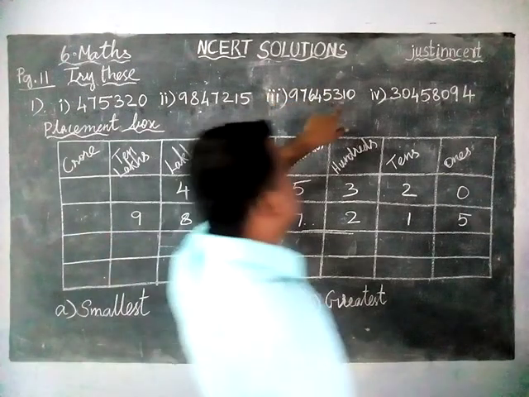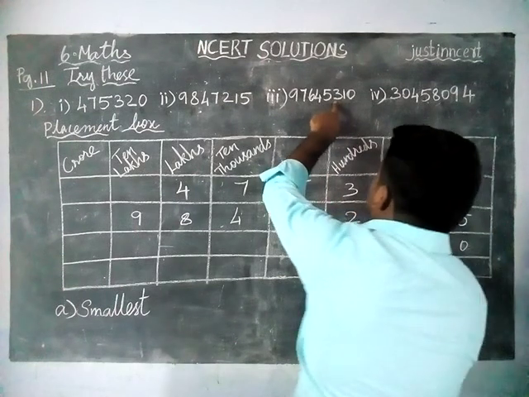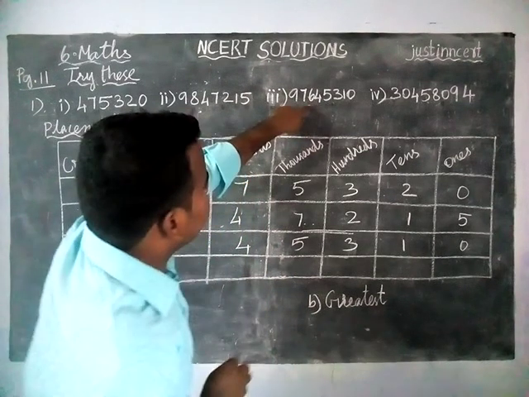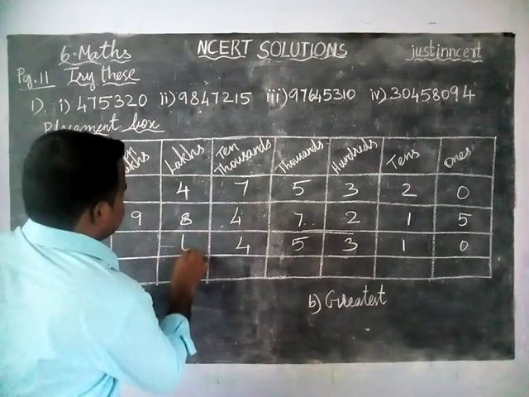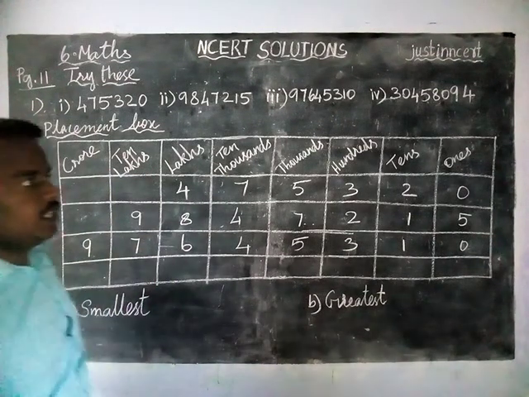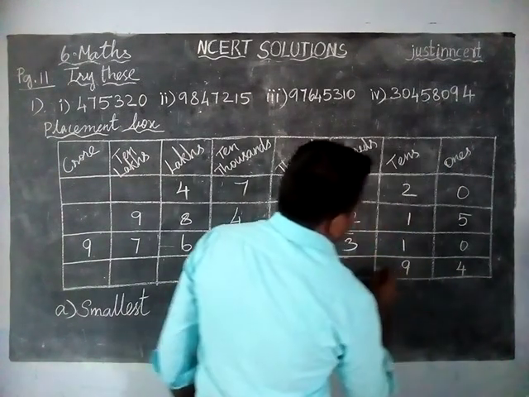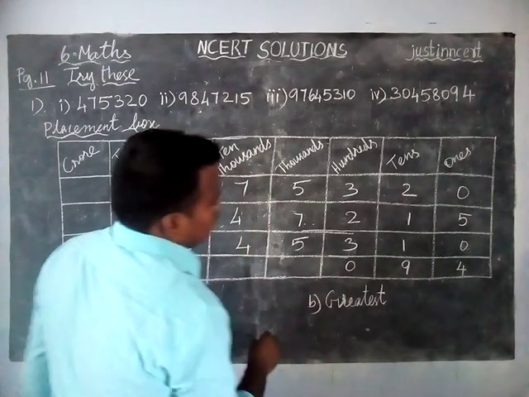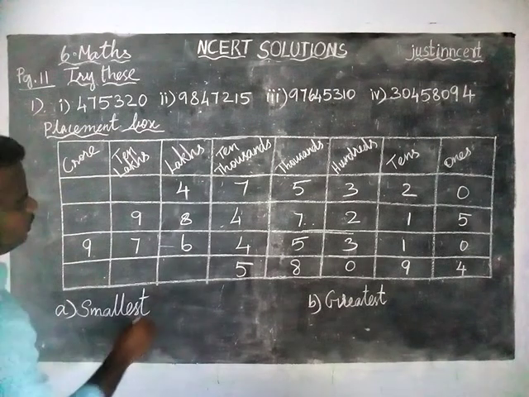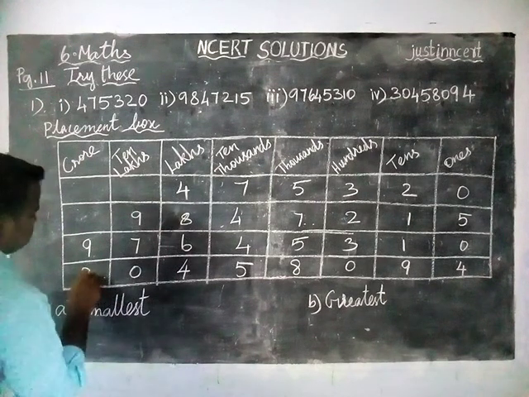Next, the third number, 1's place 0, 10's place 1, 100's place 3, 1000's place 5, 10,000 place 4. Next, lakh place 6, 10 lakhs place 7, crore place 9. Next, the fourth number, 1's place 4, 10's place 9, 100's place 0, 1000's place 8, 10,000 place 5, lakhs place 4, 10 lakhs place 0, crores place 3.